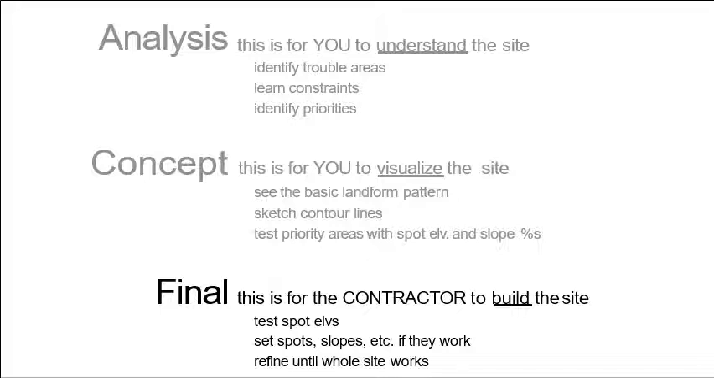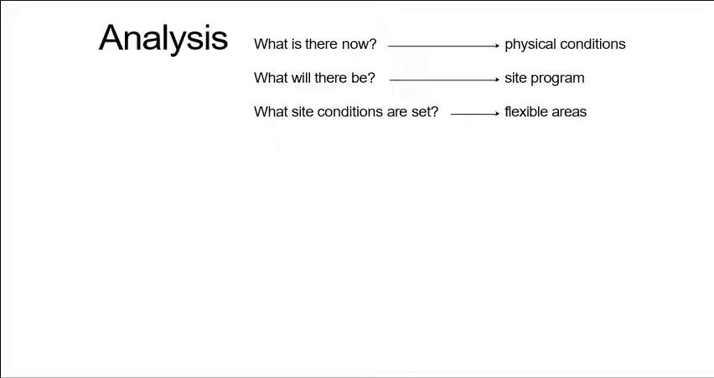The final step in developing a grading plan is the actual final drawing. This is something that the contractor will use to actually build the site. So in this, you will need to test your spot elevations and your slopes to see if they work and refine it until the whole site works. There really isn't a lecture that can cover that. We are going to be covering that with our reviews as we go through the process. But right now we want to start with an analysis.